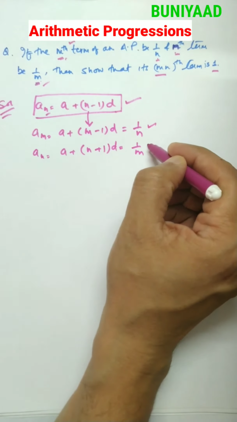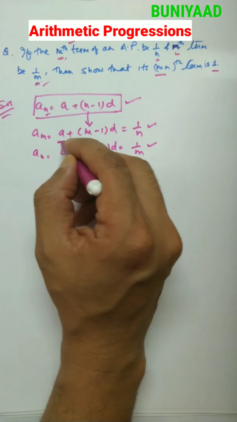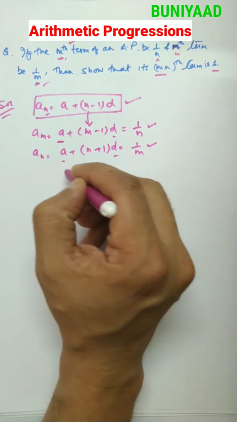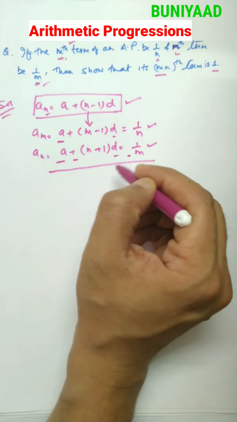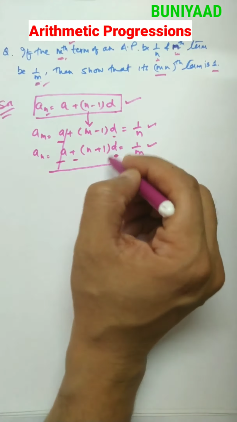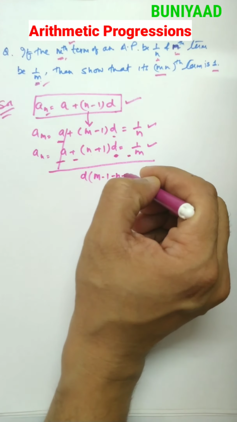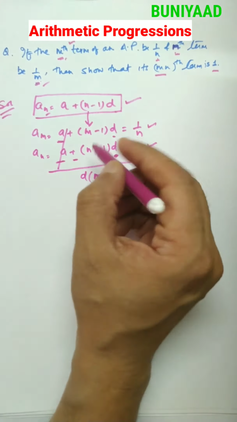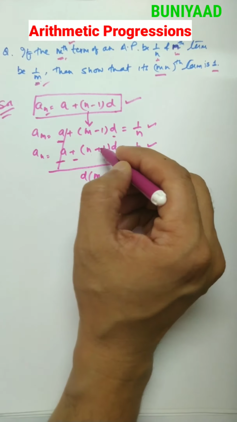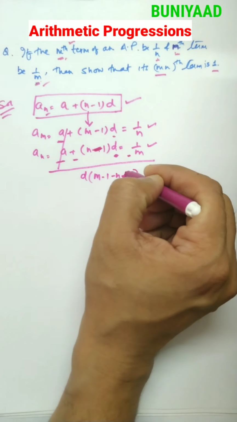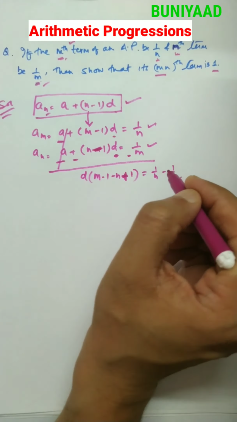Now you have two linear equations. You know how to solve linear equations? You have the variables, you have to find a and d. So how will you solve it? Yes, by subtracting. Plus becomes minus, and this plus becomes minus here, right? So a got cancelled, d common, so you are left with m minus 1. The minus is here, you will change the sign. This is m minus 1 minus n minus 1 d. Sorry, this is n minus 1 d. This is n minus 1, so this becomes n plus 1. 1 upon n minus 1 upon m.